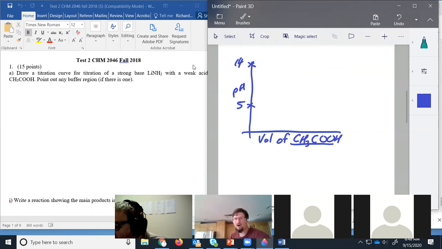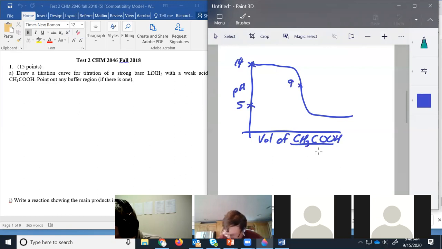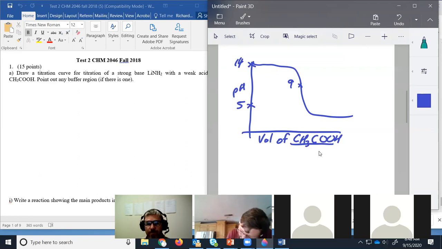Now, is there going to be a buffer region? Oh, that's a bit of an advanced question, isn't it? The answer is no. There is not going to be a buffer region. And the reason for that is because we're not adding a strong acid. This is a weak acid. Remember, in order to get a buffer region, we need to be adding a strong acid here. And that's not happening. So there's no buffer region here in this one. The equivalence point is going to be 9. All right. And that's what the titration curve looks like. Does anybody have any questions?